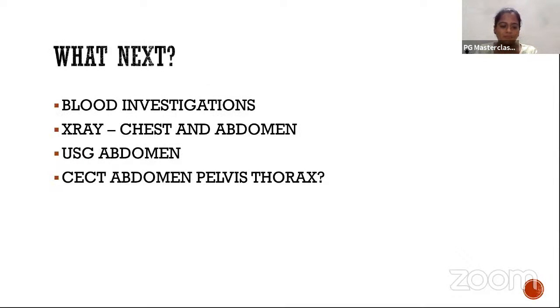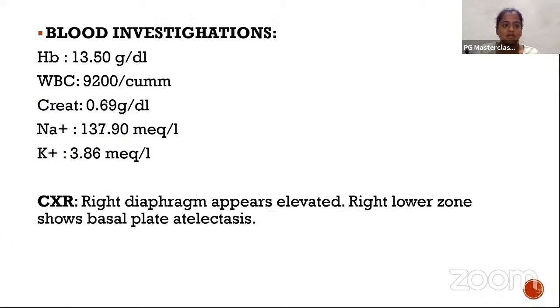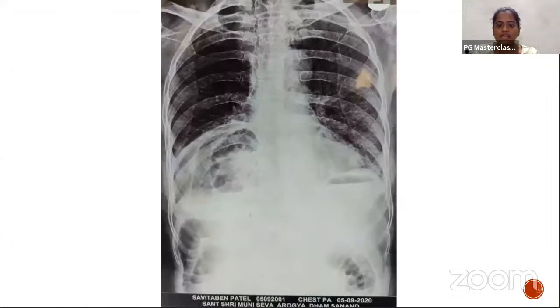On blood investigations of the patient, hemoglobin was 13.5 grams per deciliter. Total counts were 9200 per cubic millimeter. Creatinine was 0.69, and sodium and potassium were in normal range. On chest X-ray, right diaphragm appeared to be elevated, and right lower zone showed basal plate atelectasis. This is the X-ray of the patient.